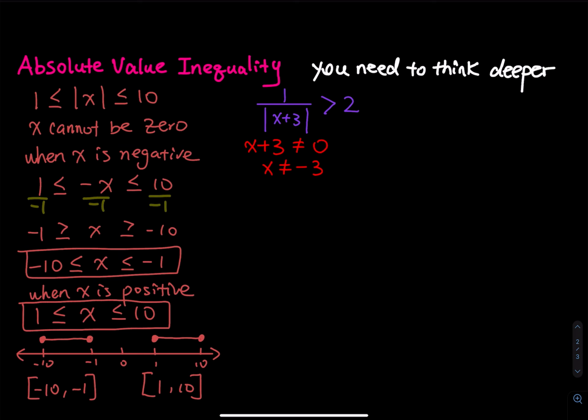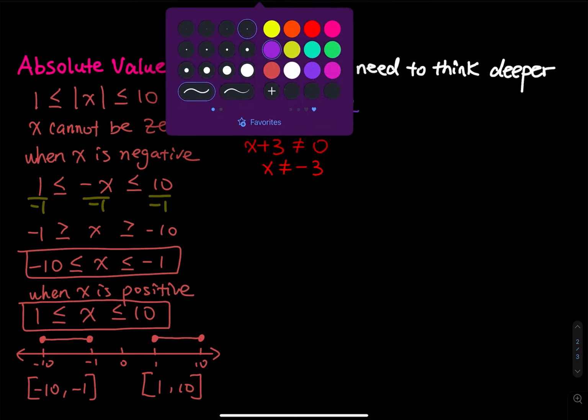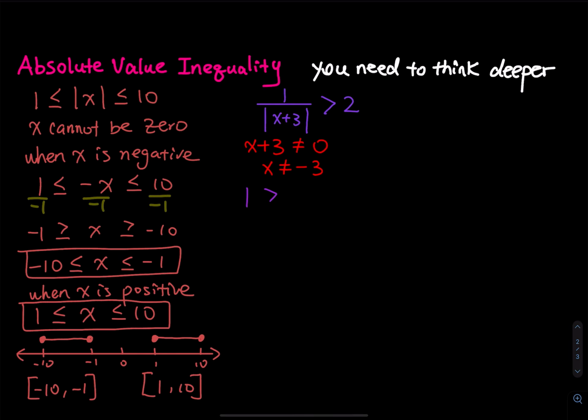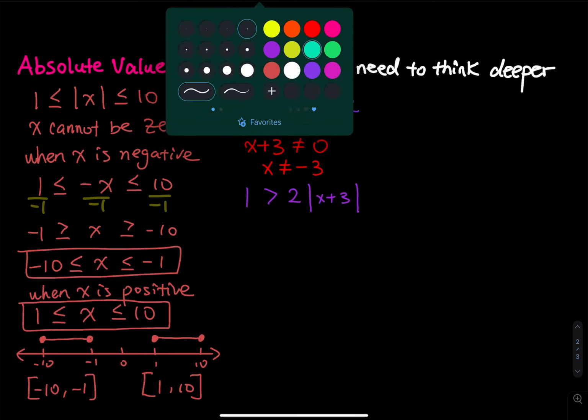Okay, and then the next step is I will get rid of the denominator by multiplying x plus 3 on both sides. So let me match the color code. So you have 1 greater than 2 times absolute value of x plus 3. You have this. Okay, in case you don't know why we do that, we can make a side note.